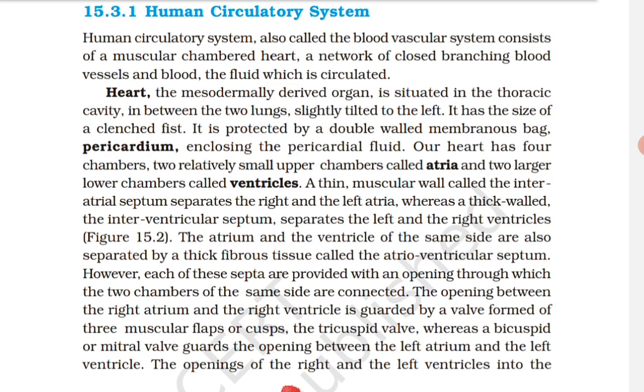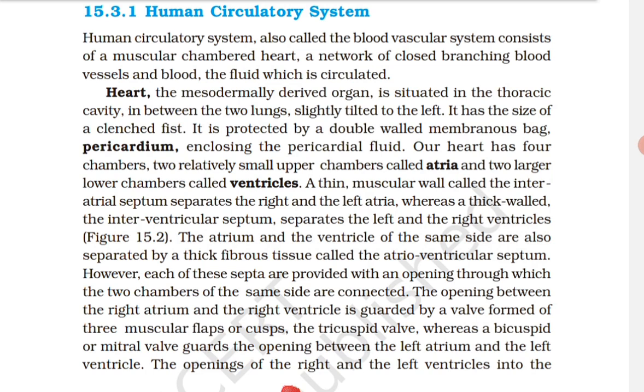All vertebrates possess a muscular chambered heart. Fishes have a two-chambered heart with an atrium and a ventricle. Amphibians and reptiles, except crocodiles, have a three-chambered heart with two atria and a single ventricle.